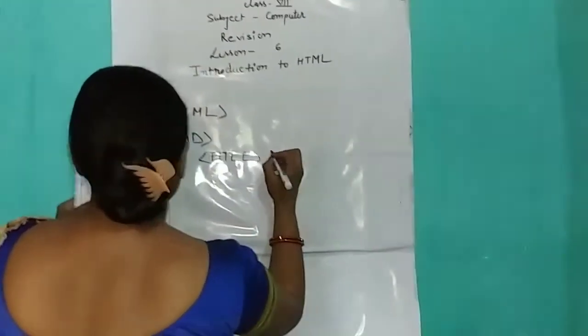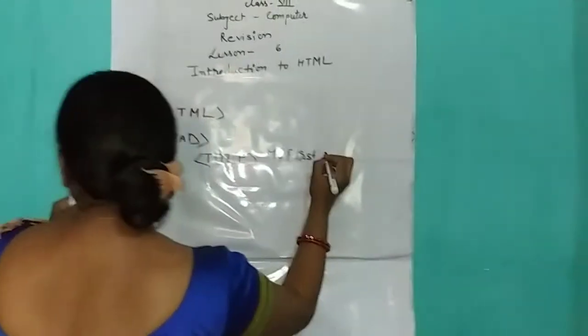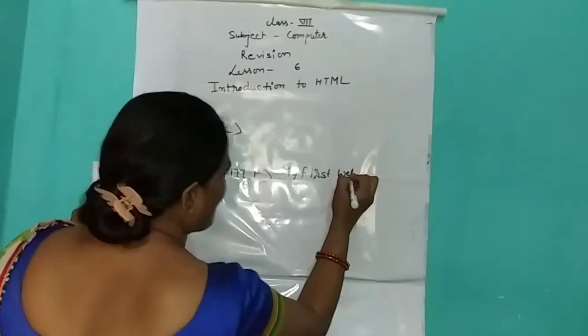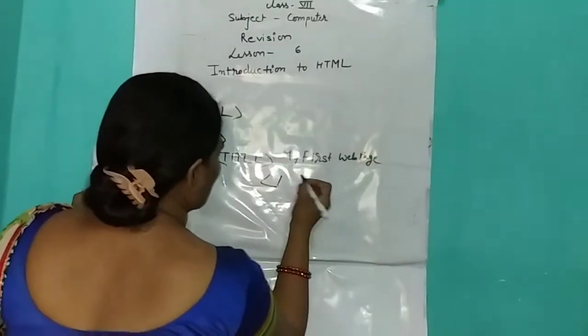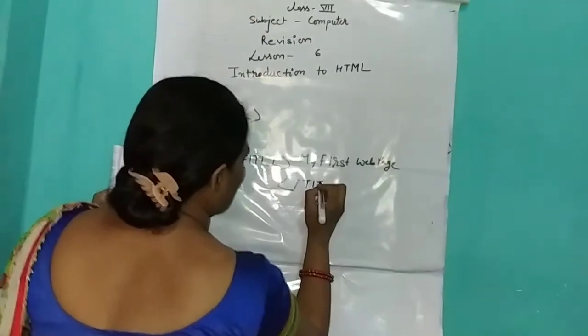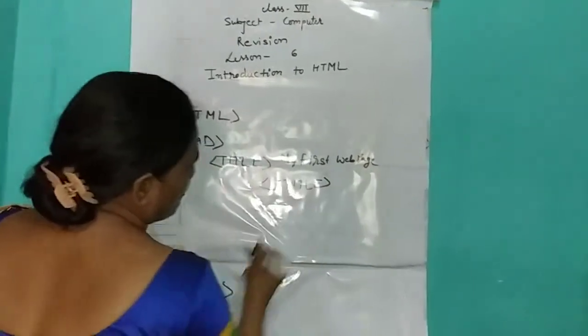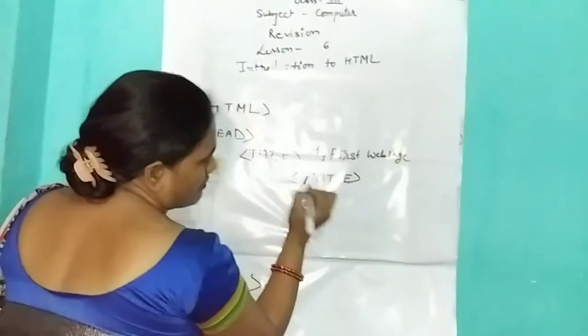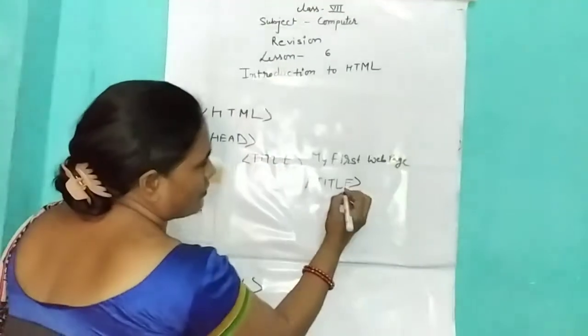Title, then my first web page, then title close. After that, title close. This is the forward slash. Clear, children? Forward slash and title, and then angular bracket close.